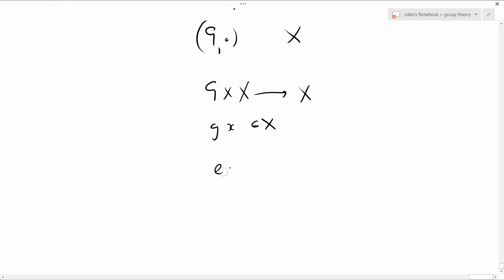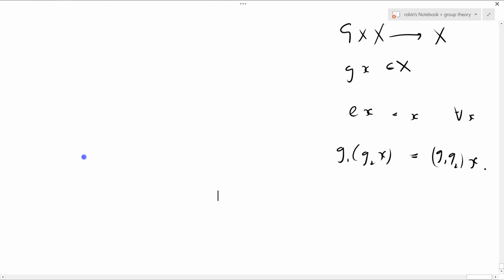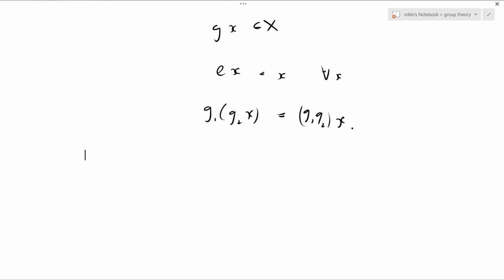First of all, the identity composed with x equals x for all x. And we've also got that (g1 g2) of x equals g1 (g2 of x), which we require to make the group operation make sense. Okay, so it's a bit dry as we say it, but I need just a little bit more terminology before I can give you some examples that'll make it all make sense.